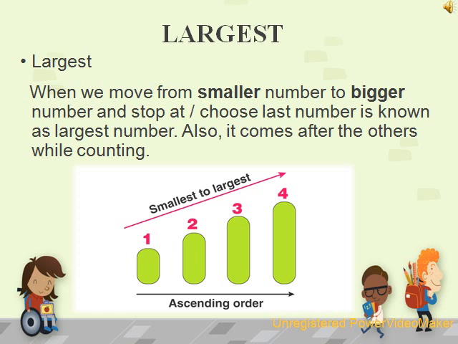We will discuss it again. Let's have a look at the picture. We are moving from smallest number to the largest number. Largest numbers are commonly the last numbers of the series. In this series, 1, 2, 3, 4, which is the largest number? 4.